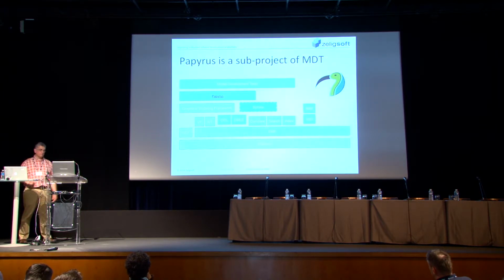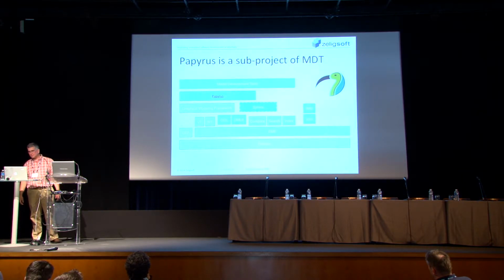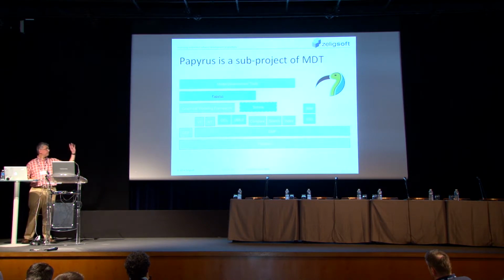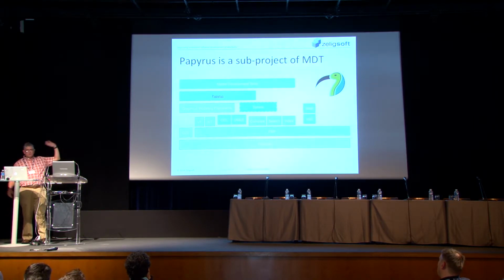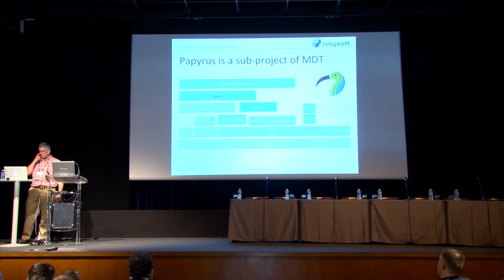Now the important part, this is why we're here. Papyrus is a sub-project of the Modeling Development Tools at Eclipse, and it does reuse a whole bunch of different things. I'm not going to go through all of them. I'm probably missing a few, and the CEA guys are probably going, yeah, you're missing quite a lot. But this is just a global little thing, and that slide is actually a couple of years old anyway.